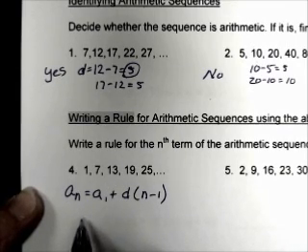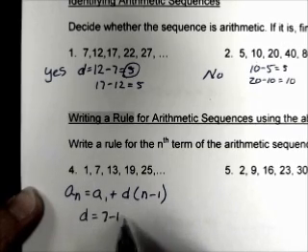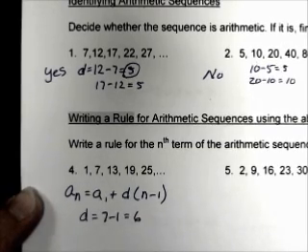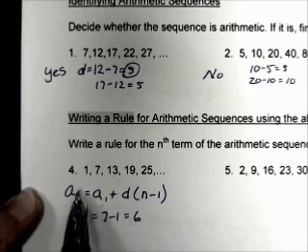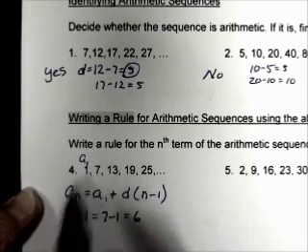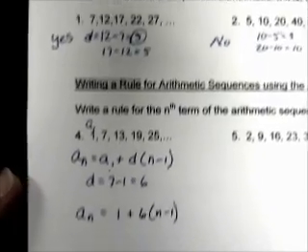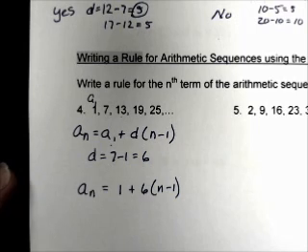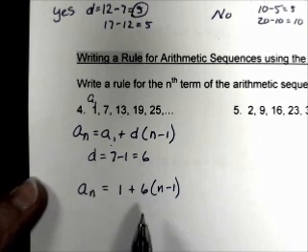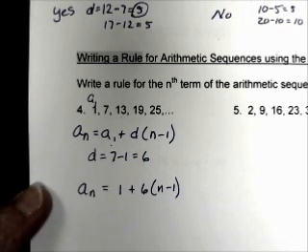All right, well, what is our common difference, d? What does d equal? Well, 7 minus 1 is 6, so d is 6. 13 minus 7 is 6. And a1, our first term, is 1. So a sub n equals 1 plus 6 times n minus 1. So we just plug a1 into our formula and d into our formula.